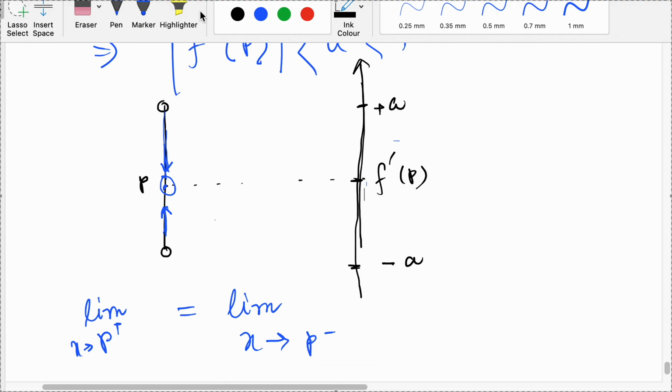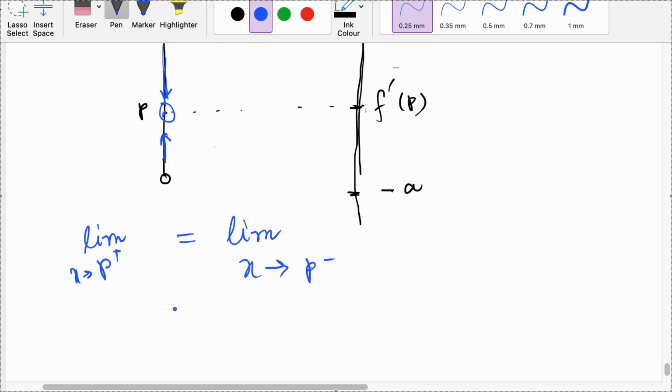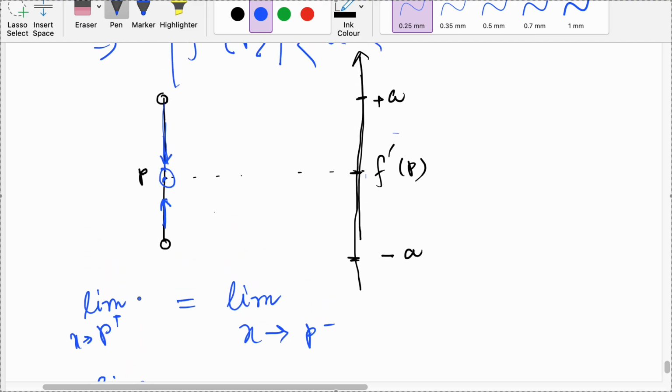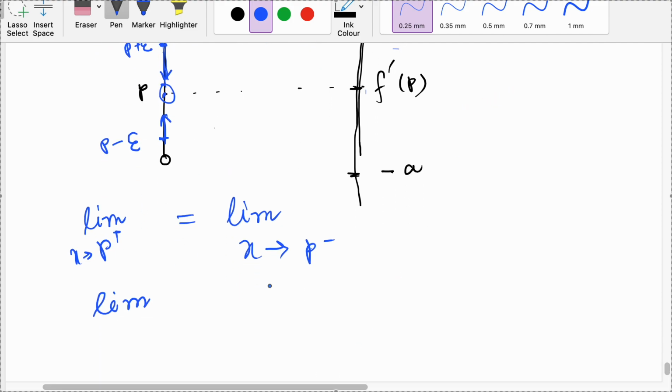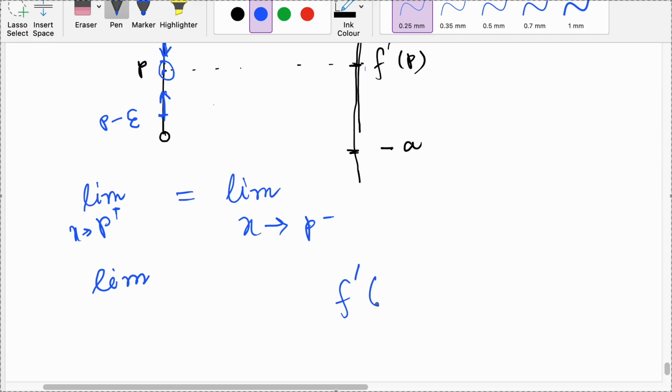So you see, for the limit to exist you have to have this condition: it doesn't matter in which direction you are coming towards this point. Suppose you are coming from this direction. Suppose this point is p plus epsilon, sitting here, and here p minus epsilon is sitting. So you are coming from this, so f prime p plus epsilon.